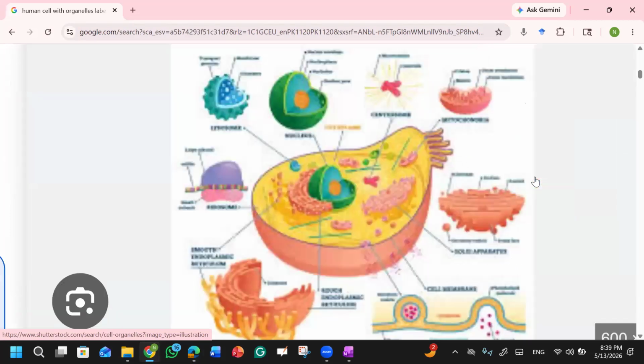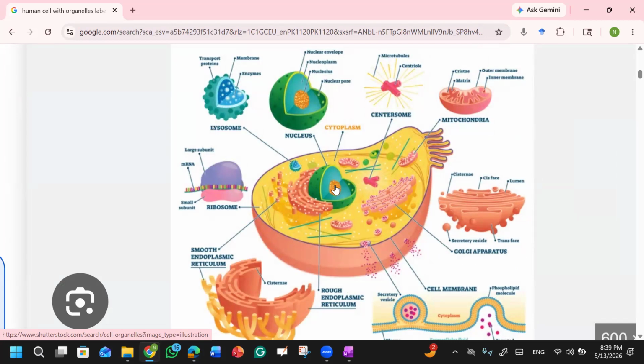If you see this, this is a cell. Okay, this is just one cell. In this cell, in the center, this green color is the nucleus. This green colored part is the nucleus, and inside the nucleus there is the nucleolus.